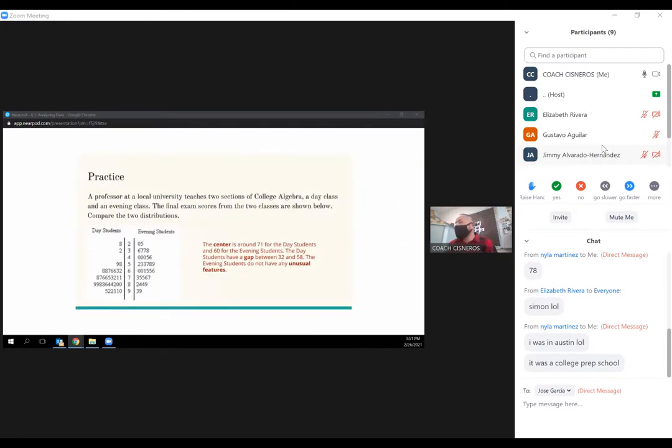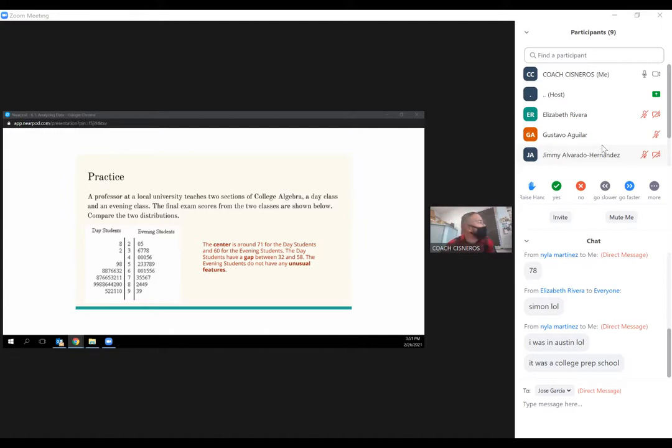The last part is what I wanted to talk to you guys about because this is where you guys will get confused: the shapes. Ethan, what do you think the shape of the evening students is? That one's an easy one to see. Symmetrical, right? It's almost perfectly symmetrical for the evening students. But the day students, that's the one I want you to look at.